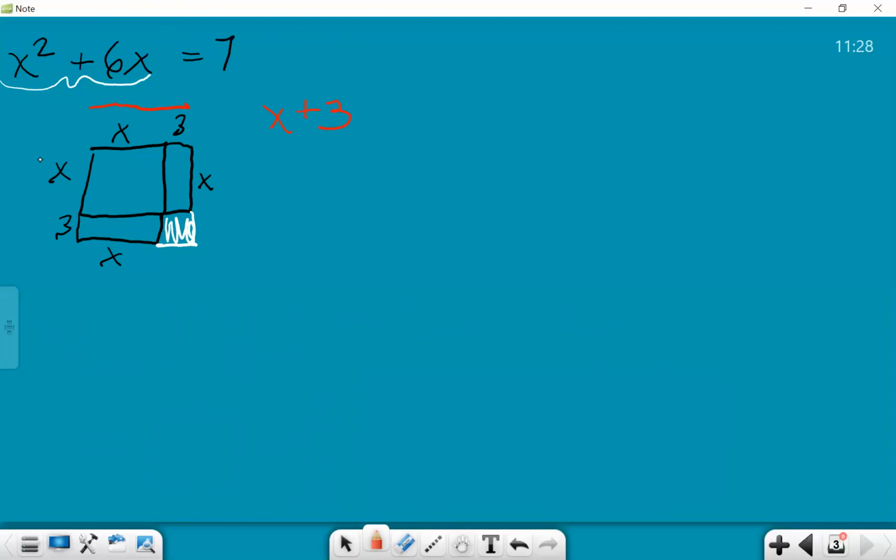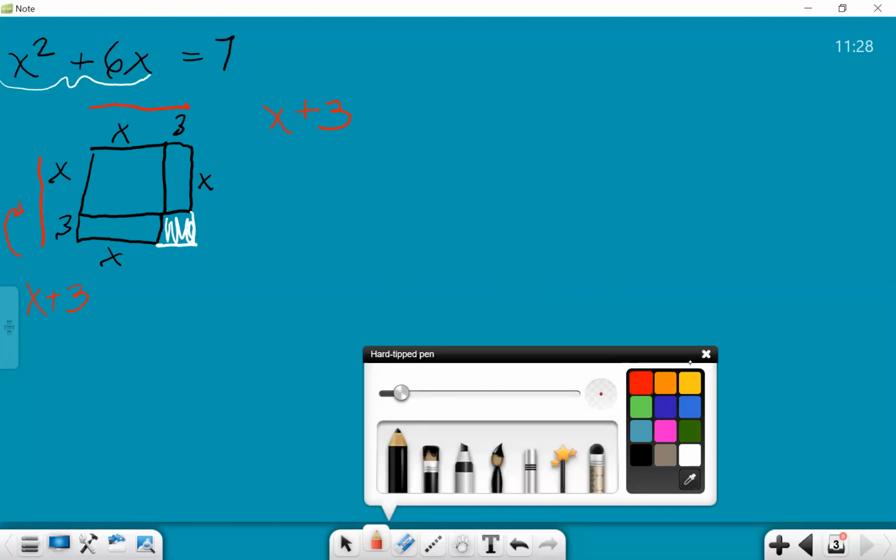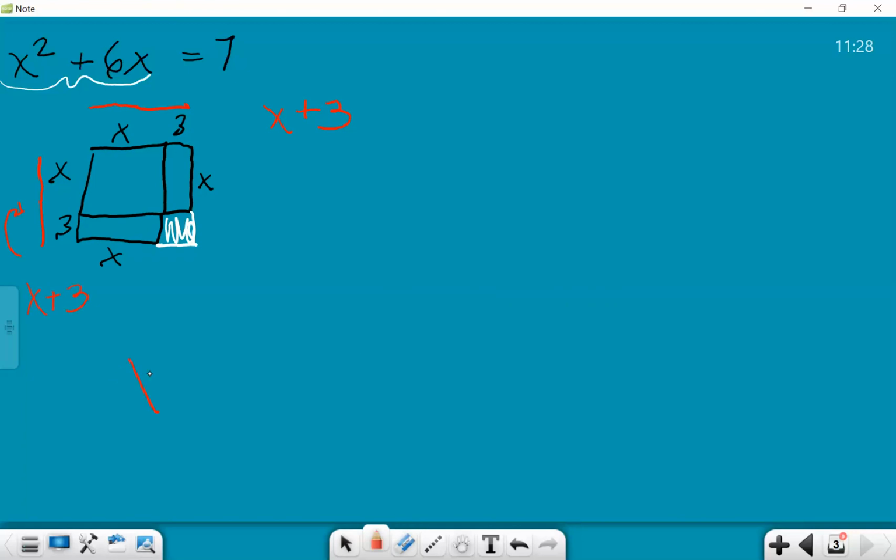And the same thing here. This length is a distance of x plus a little bit more, a distance of 3. So this side also has x plus 3 as the length of the side. So our new square has dimensions x plus 3 by x plus 3, which is x plus 3 squared. Right? So we've taken the original square, we've completed it, and we've made it just a little too big.